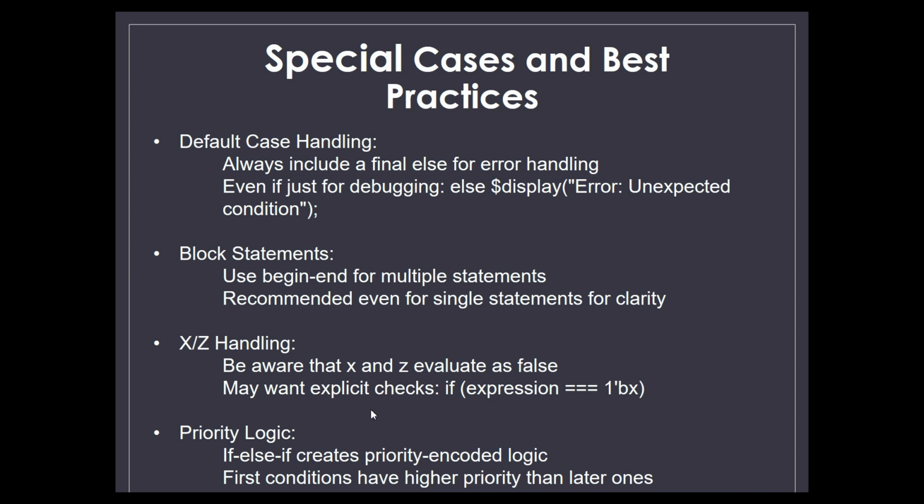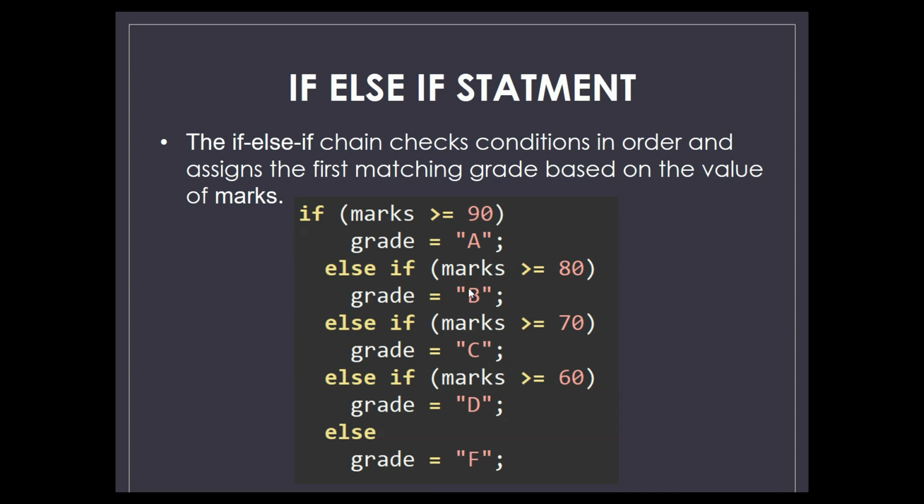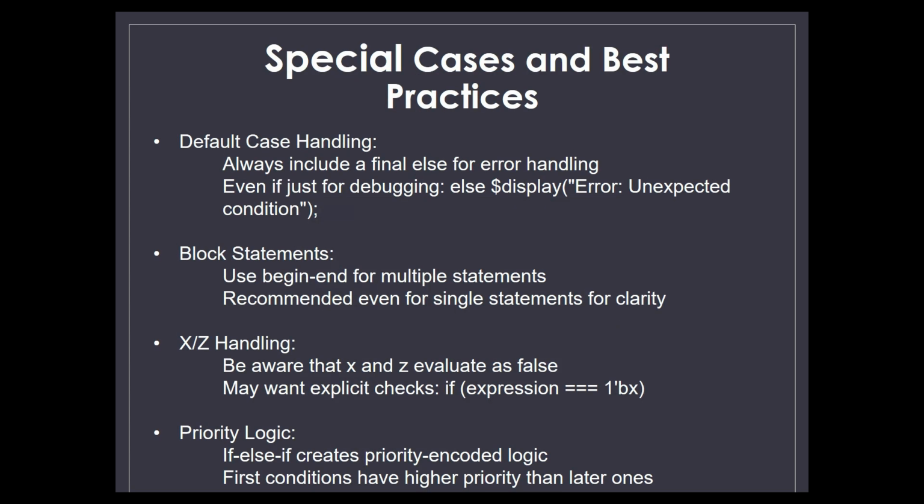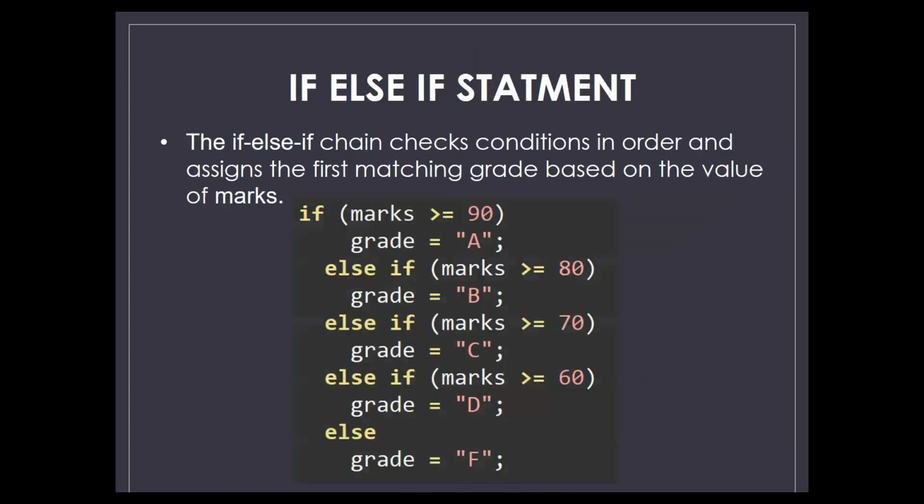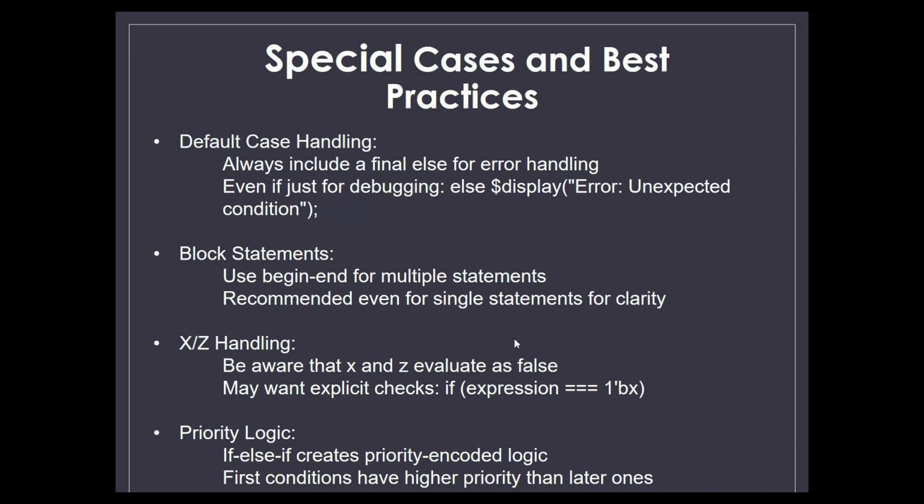And the priority logic: if else if creates a priority encoded logic. The first condition will always have higher priority. So what to do if I want to give equal priority to all the conditions? In that case, we will have to use the case construct. In our next video, we will be exploring what the case construct is and how we can use it to achieve such scenarios while giving equal priority to all the conditions.